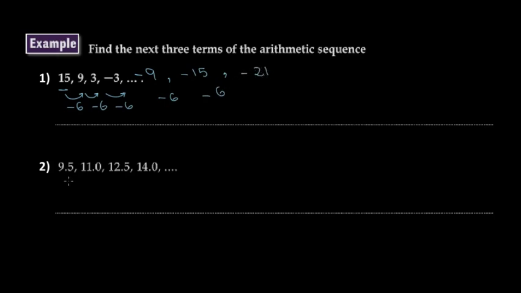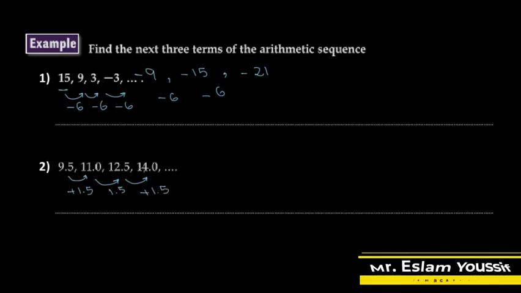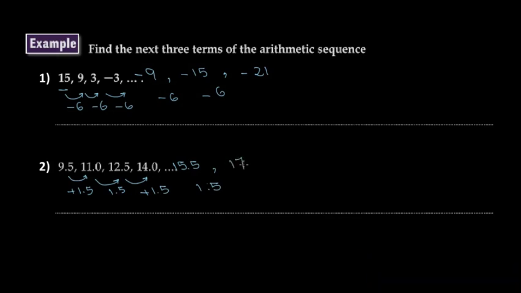Number 2: 9.5, 11, 12.5 and 14. To find the next 3 terms we need to find the common difference. We subtract 11 minus 9.5, which is 1.5. So each time we add 1.5. So 14 plus 1.5 equals 15.5. The next, by adding 1.5, will be 17. By adding 1.5, the answer now will be 18.5.